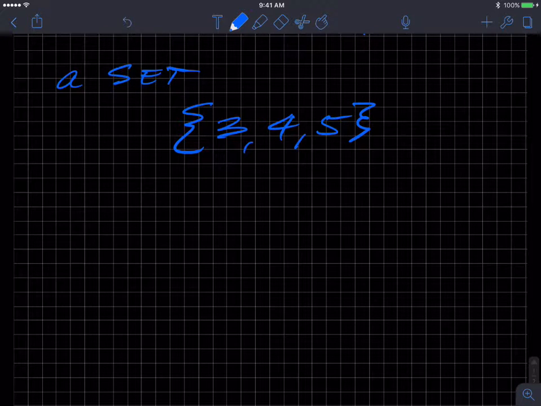So let's talk about the set {3, 4, 5}. If we use this as a set, it has how many members or how many elements? Elements or members are the individual items that are in there. This one has 3 elements, or 3 members. Typically, more mathy speak is using the word elements, I believe.